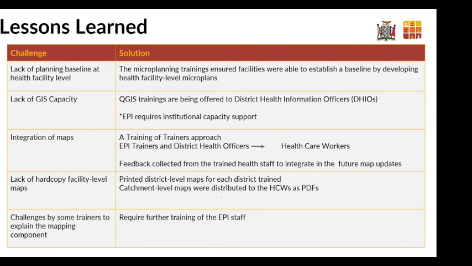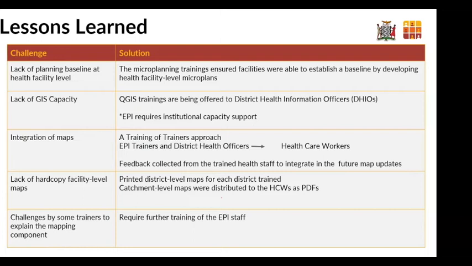Great. Yes, just picking up on where she ended. The other challenge was also the integration of the maps. For this, we have conducted several trainers, and as part of the technical support, we also would train the national EPI trainers in a training of trainers approach before going out in the campaign. And then we also had the challenge of lack of hard copy facility level maps. As you saw in one of the pictures, there was a smaller map, but we didn't print those for all the districts; we made them as soft copies in most cases because of the budget constraints.